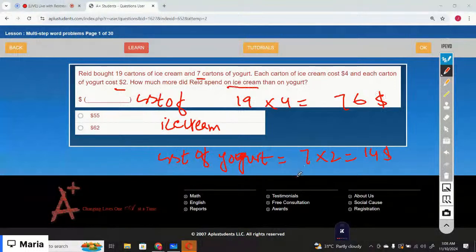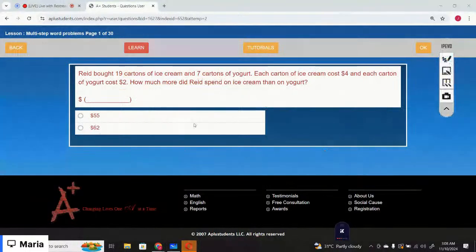So subtract the cost of yogurt from the cost of ice cream, right? So 6 take away 4 is 2, 7 take away 1 is 6. That means he spent $62 more on ice cream than on yogurt. Got it? The correct option is $62. Option number 2 is the correct option.